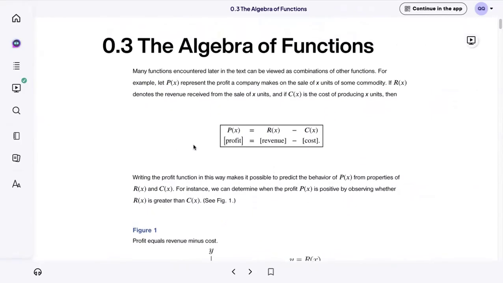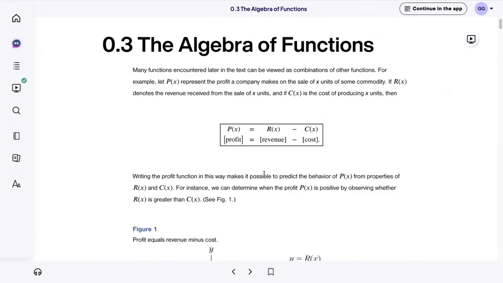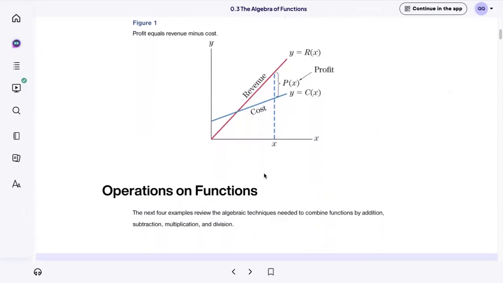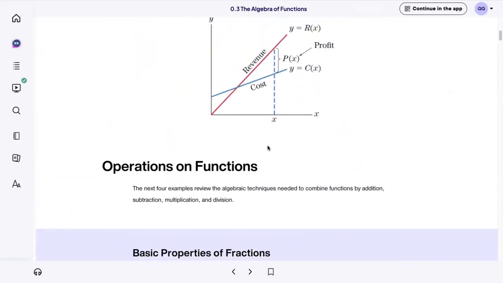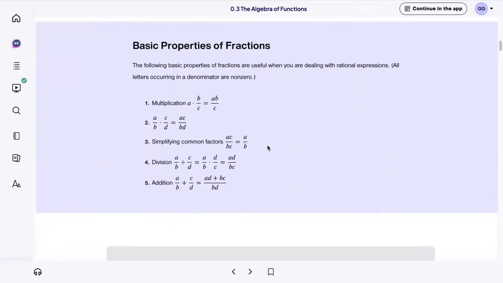Well, functions can be represented in algebraic expressions, right? P of x equals R of x minus C of x. So profit equals revenue minus cost, and each one can be a function. And in this case, we have the cost function as a linear function and the revenue function as a linear function. And we subtract those two, we can get another function.